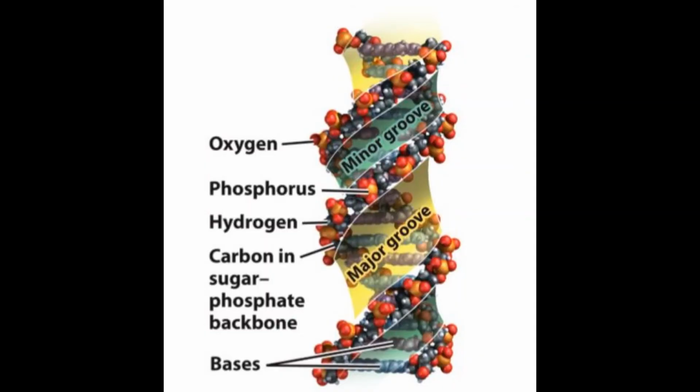The backbones of winding DNA molecules also create grooves. The major groove occurs where the backbones are far apart, and the minor groove occurs where they are close together.